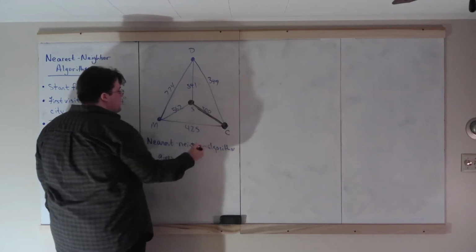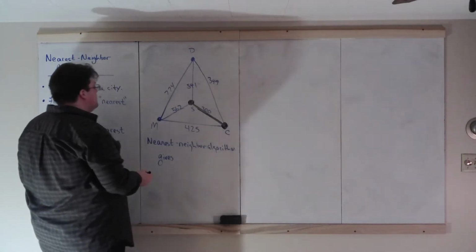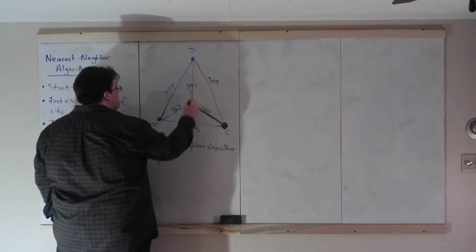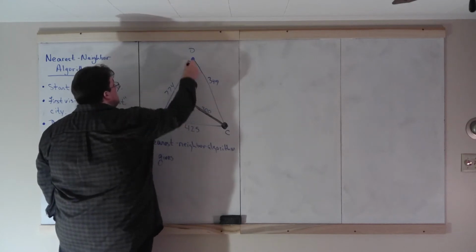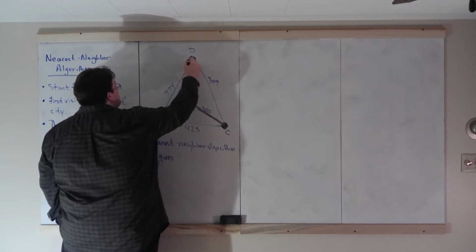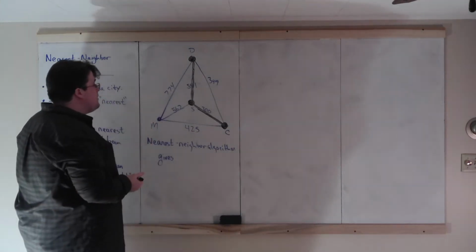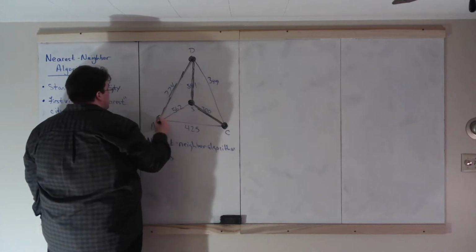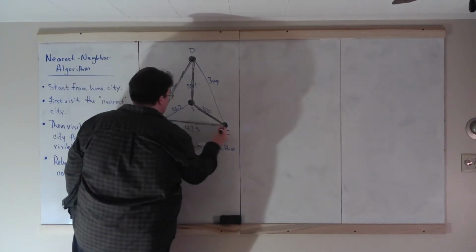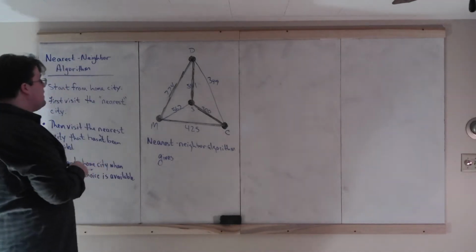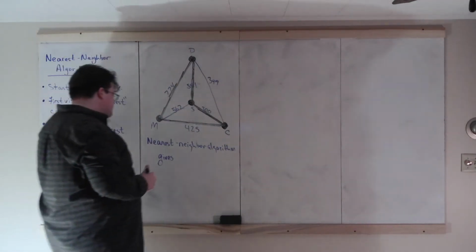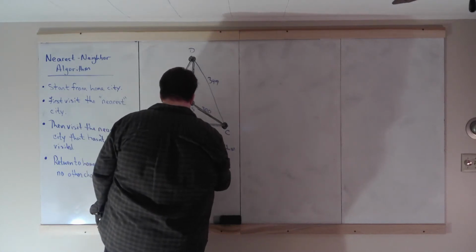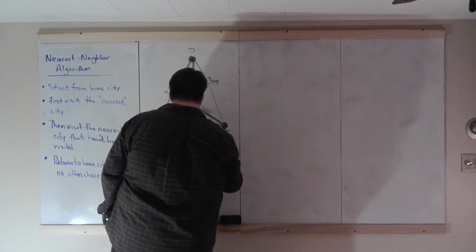We can't go back to Chicago yet because we have to visit Detroit and Minneapolis first. So here's St. Louis, 541, 562. 541 is smaller. So that's the one we choose. Now, from Detroit, we have only one choice. We have only to go to Minneapolis and then back to Chicago. So this algorithm gave us that circuit, C to S to D to M to C.